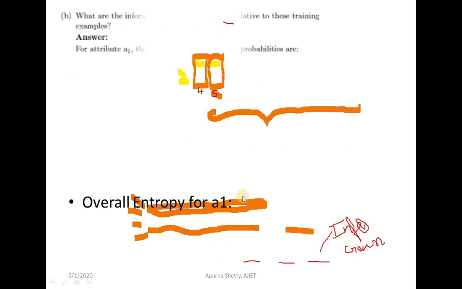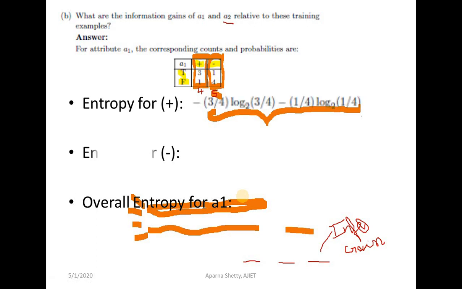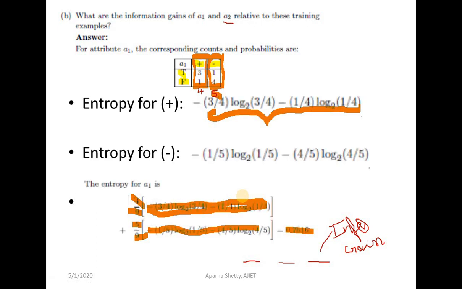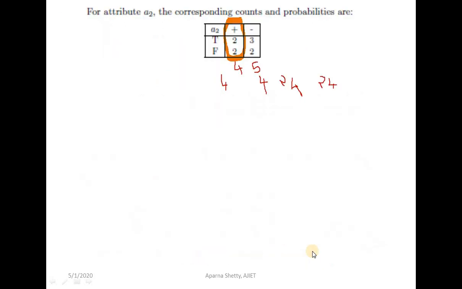In the second question, we were supposed to find the information gain for attribute A1 and A2, correct? We had finished finding the information gain for A1, and next we were finding the information gain for attribute A2. So for finding the information gain with respect to attribute A2, first we will find the entropy for positive class.